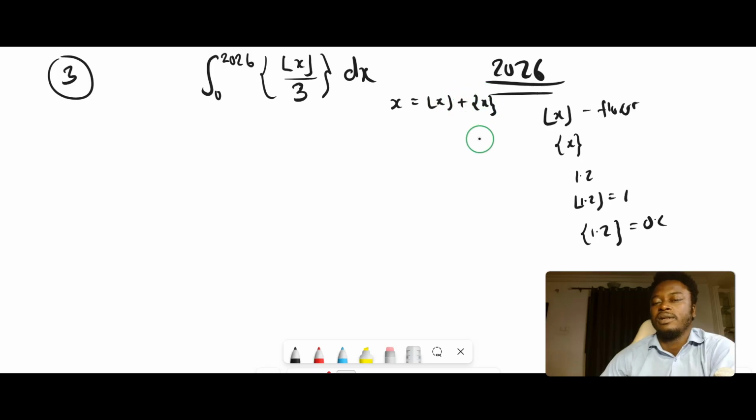That is how you will definitely describe all numbers basically. So these are the floor and the fractional parts.